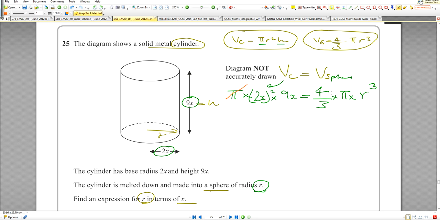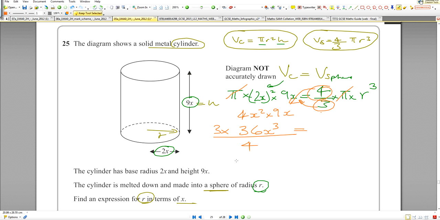If I divide this by pi, I can divide that by pi. Now we have 2x squared, what's 2x squared? 4x squared, times by 9x. What's 4 times 9? 36. What's x squared times x? x cubed. On this side we have 4/3 times r cubed. Now, the opposite of dividing by 3 is times, and the opposite of timesing by 4 is divide. So we're going to have to move them over. So put a times by 3 here and a divide by 4 here.